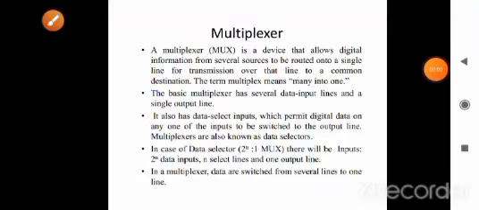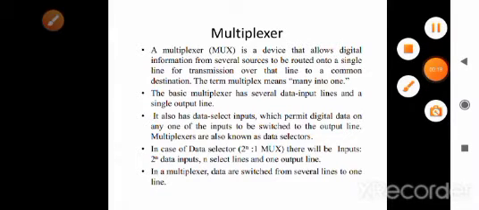In this class, we study about the multiplexer and demultiplexer. What do you mean by a multiplexer? A multiplexer is a device that allows digital information from several sources to be routed into a single line for transmission over that line. So the multiplexer is mainly used for transmission.